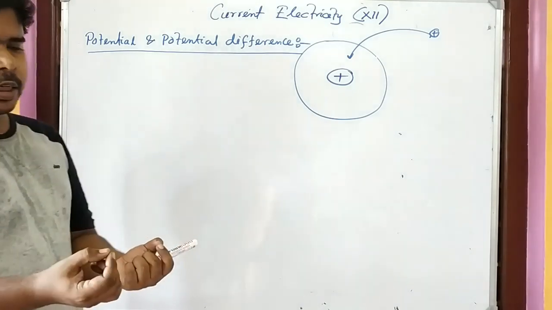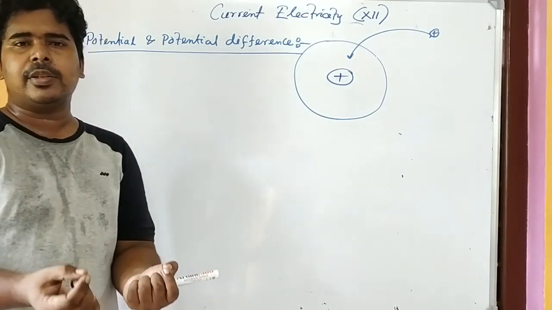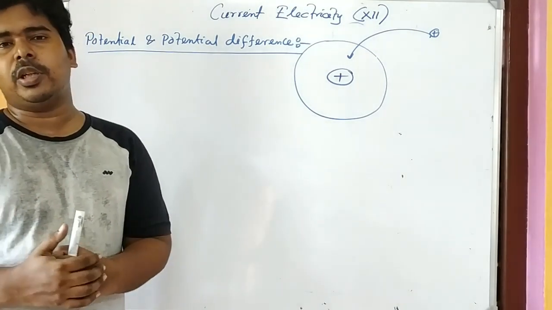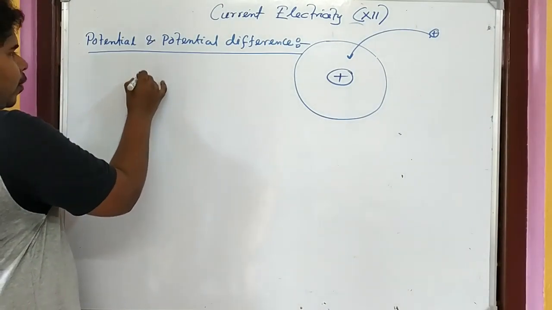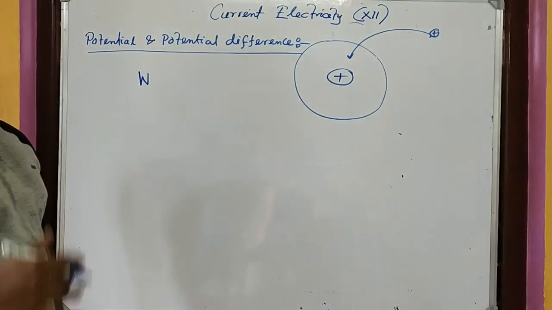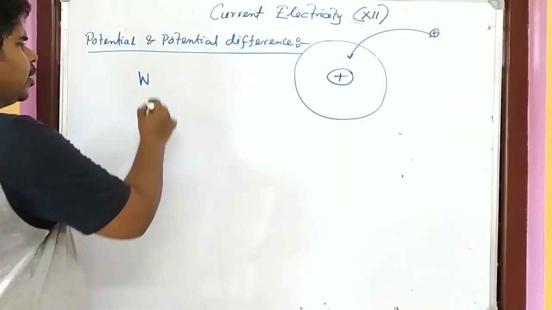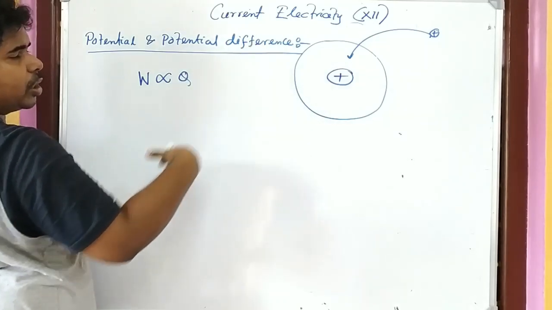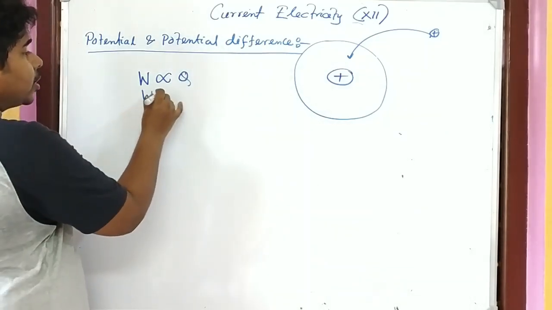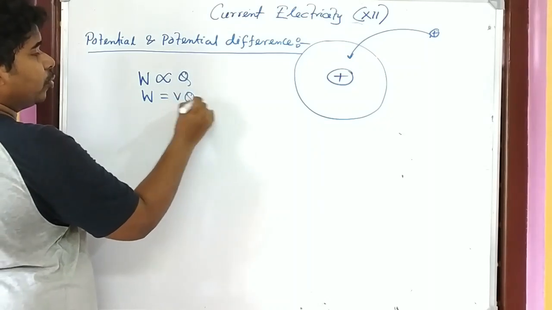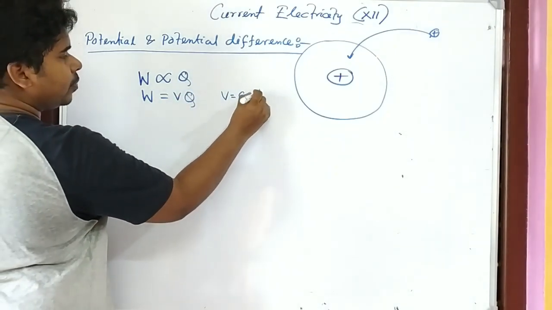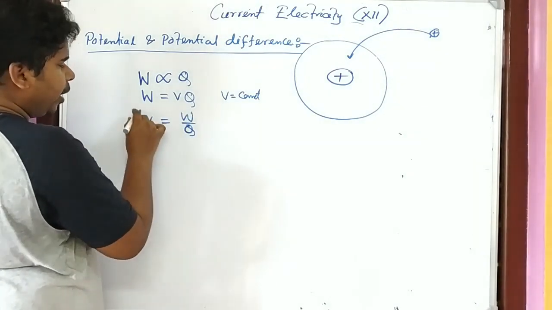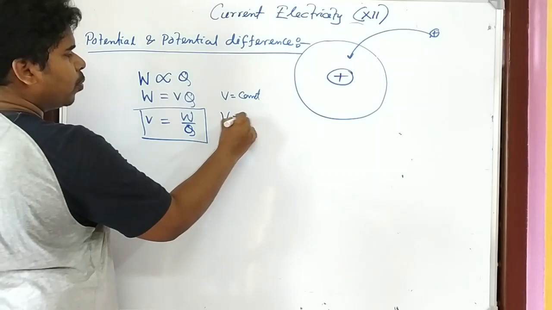As you have connected two terminals of a cell, this cell will create a potential difference. We have already learned this, so I am not going into much detail of potential. The work done, W, is proportional to the charge, the amount of charge you have taken, and W equals V into Q, where V is a constant and this V equals W by Q, and it is known as potential.